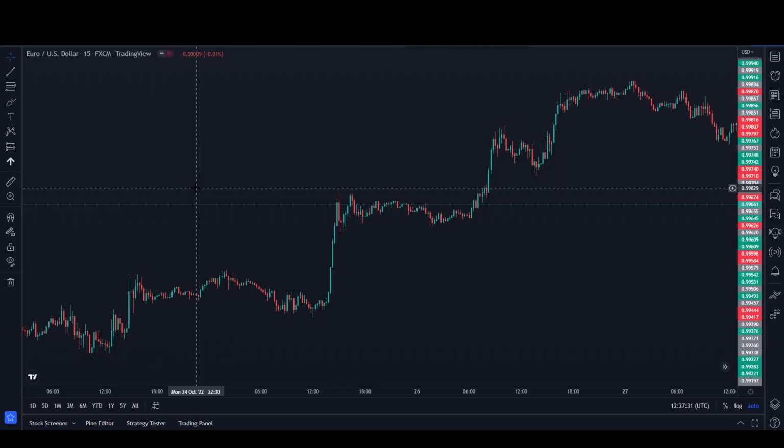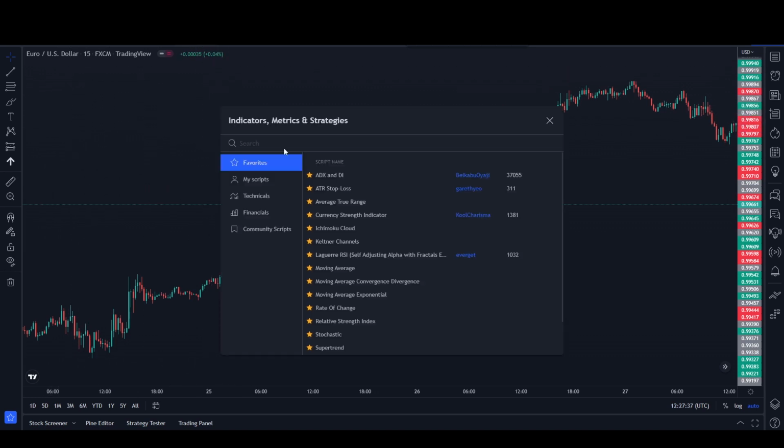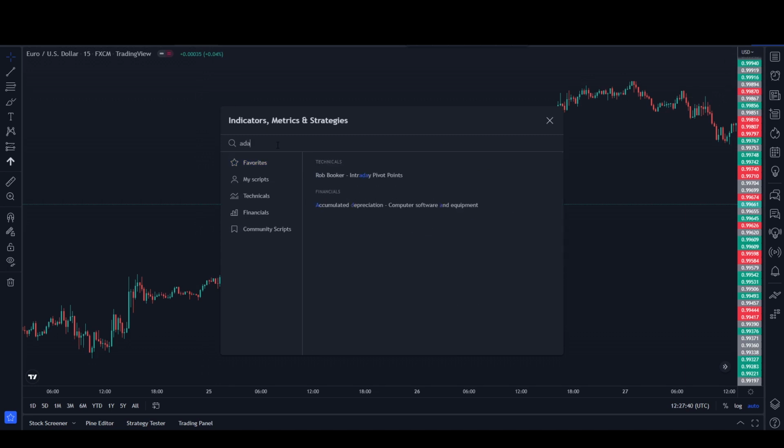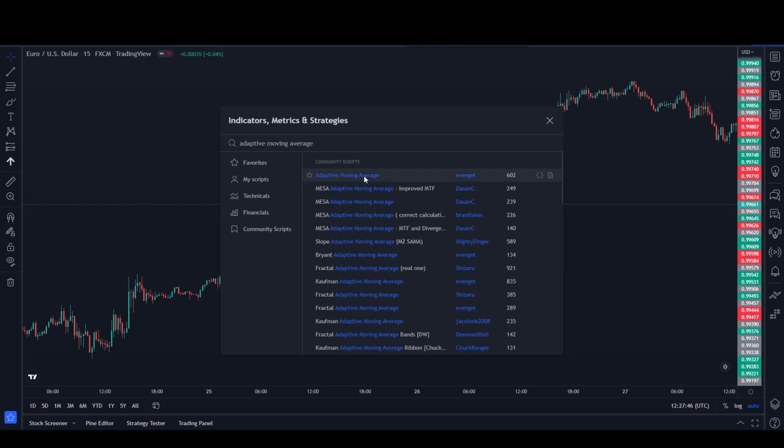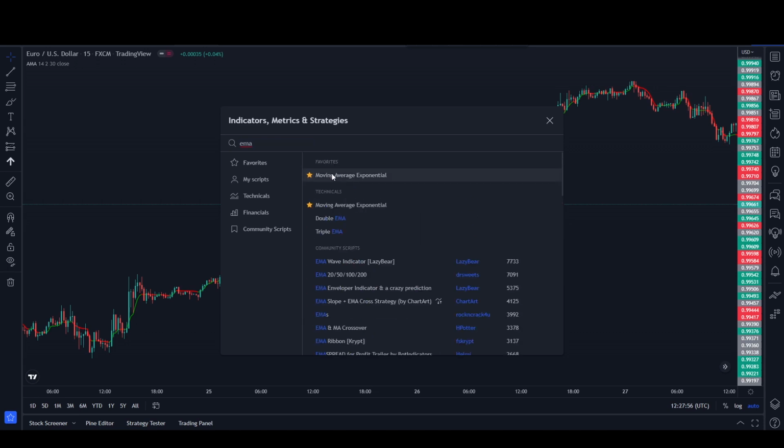All right, guys, so here we are on the charts on Euro USD on the 15-minute time frame. We'll go ahead and add the indicators. The first indicator that you want to get is the adaptive moving average, and you're going to want to get the Ever Get indicator. Then the second indicator is the EMA, and you need to click twice on it to add two indicators.